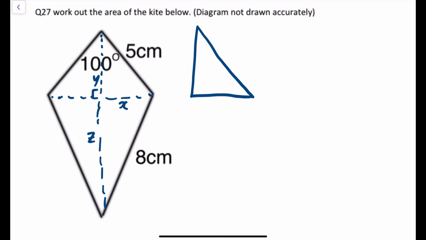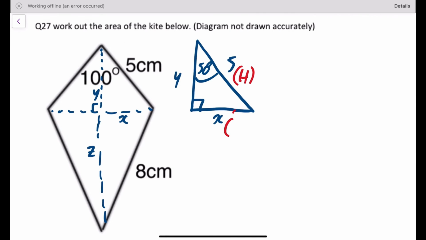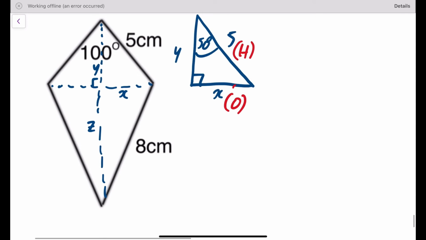Okay, the first thing we're going to do is draw out our triangle. This is our top triangle. We had X, we had Y, and we had a 5. And I'm just going to label inside this thing that's 50 degrees. And also, this 5 is my hypotenuse. The X is my opposite. The Y is my adjacent. So we can use our trig to find our X's and our Y's.